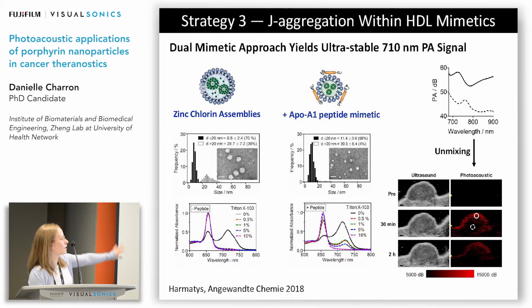So if we just look at the first biomimetic, you can see there is a shift in the absorption spectrum from 650 to about 710 nanometers, but it's not complete, and it's very easily disrupted by detergent. But if we switch over and add the peptide, now we have this complete shift in the absorption spectrum, and it's also very, very stable. It's actually really hard to disrupt these particles.